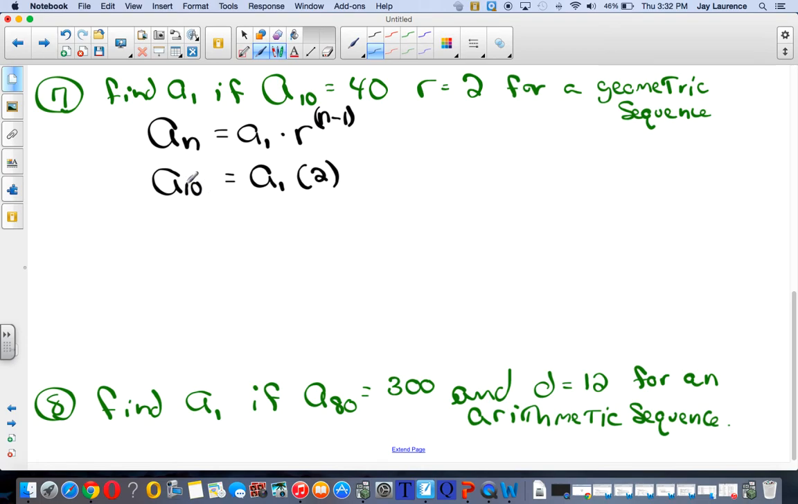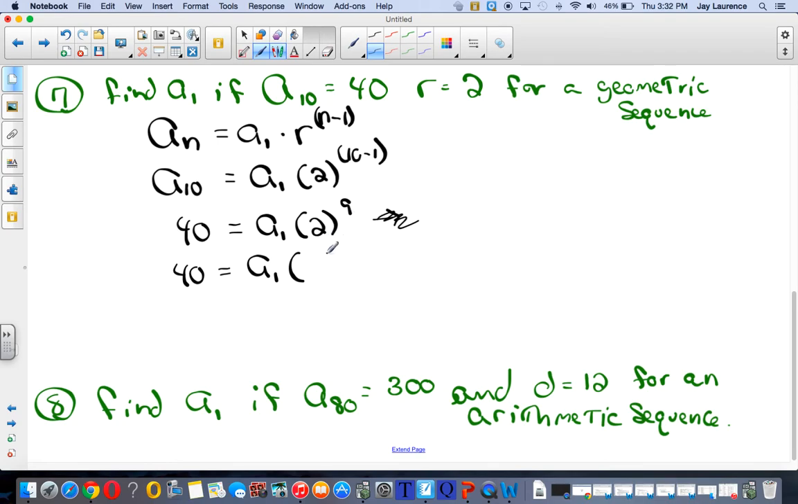N is 10. So this will be 10 minus 1. So I really have a sub 10, which is 40, so I'll put a 40 in a sub 10's place. A sub 1 I'm trying to find. 2 will be raised to the 9th power. So I have 40 equals a sub 1 times 2 to the 9th. Well, I think that's 512. Let me double check. 64 is 2 to the 6th, 2 to the 7th, 128, 2 to the 8th, 256, yeah, 2 to the 9th, 512.